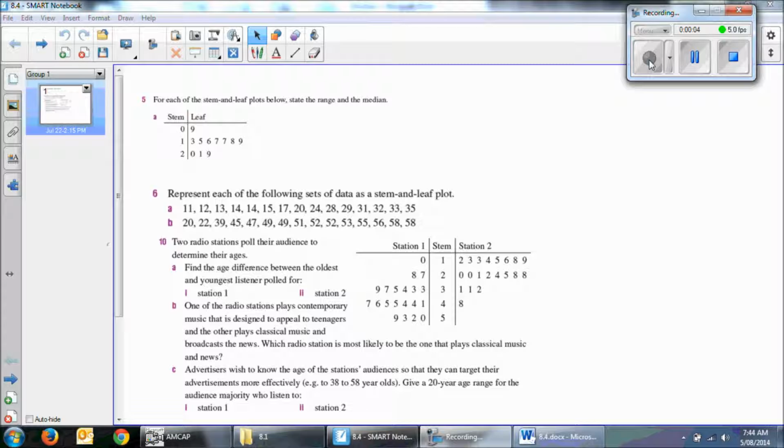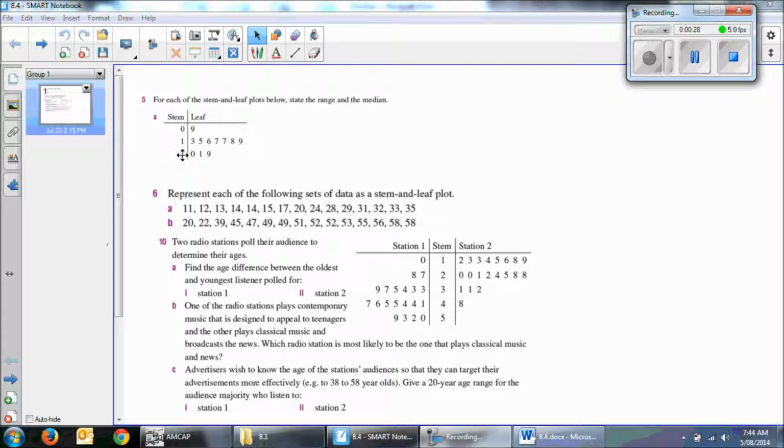Okay, so we're looking at stem and leaf plots this time, and in question 5 it asks us for each of these stem and leaf plots to state the range and the median. So for the first one here, when we find the range we're taking the smallest number away from the biggest number. The stem for this is 0 and the leaf is 9, so that means it is the number 9.